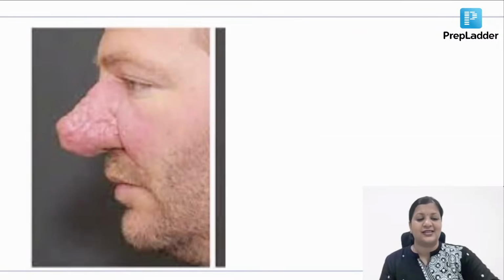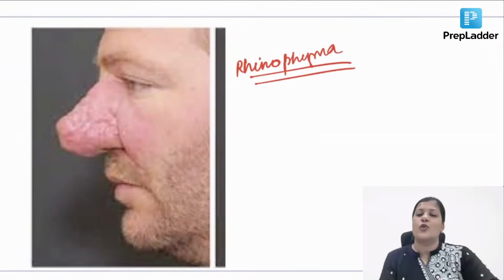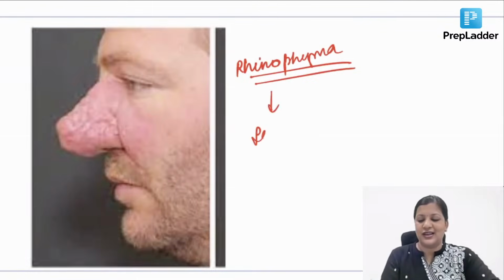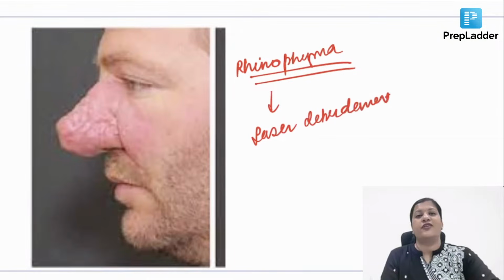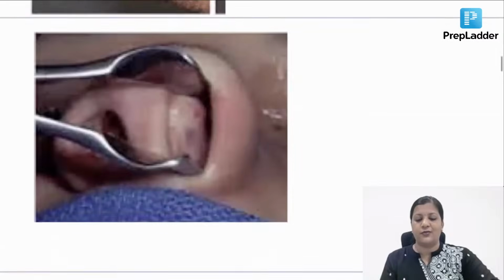What do you call this as? Yes, very easy. This was an image given in one of the exams, INI-CET. Very simple, quick to recall. What is the treatment of choice? You're going to do the laser debridement of the hypertrophic sebaceous glands that is present. Okay, that's all that you're going to remember here.